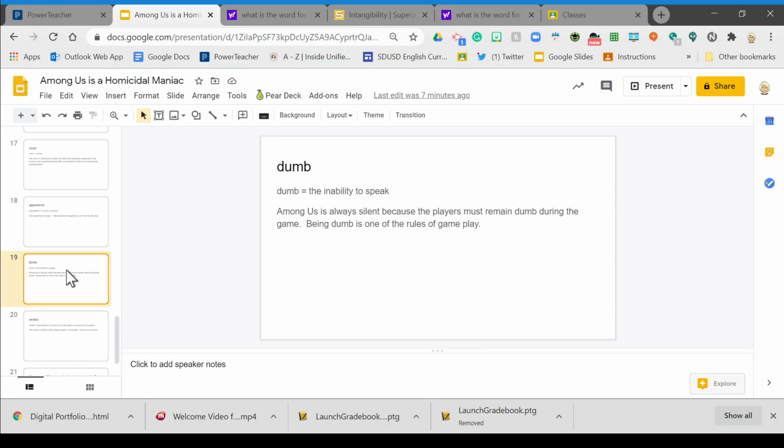Dumb. Dumb is the inability to speak. Among Us is always silent because the players must remain dumb during the game. Being dumb is one of the rules of gameplay.